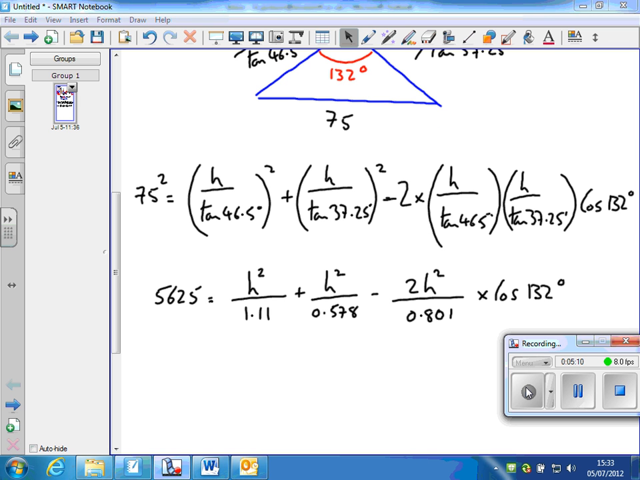So here's the next line. I've squared the 75 and I've worked out what tan 46.5 squared is and tan 37.25 squared is. Minus 2h times h is h squared. That's this little bit here. All divided by tan 46.5 times tan 37.25. So I've worked out what that is. Times cos 132. And then I'd carry on from there. So I will stop this here, but the file would carry on and work through to the solution.